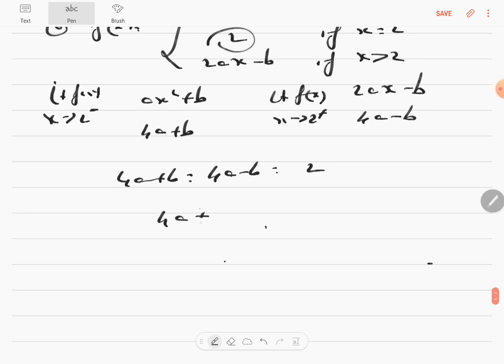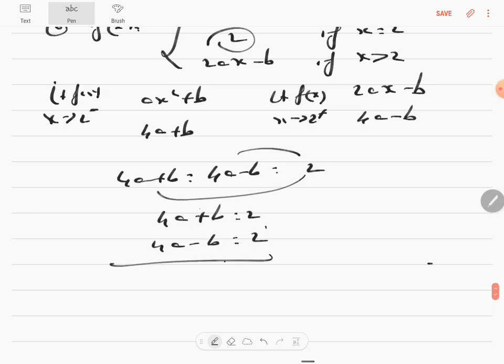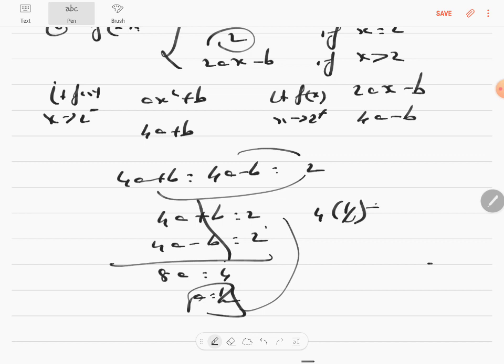I would just sit and solve this: 4a plus b is equal to 2, and 4a minus b is equal to 2. 8a is equal to 4. a is equal to 1 by 2. Substituting here, 4 into 1 by 2 plus b is equal to 2. So b is equal to 0. Thus you get the unknown values of a and b. It's that simple.